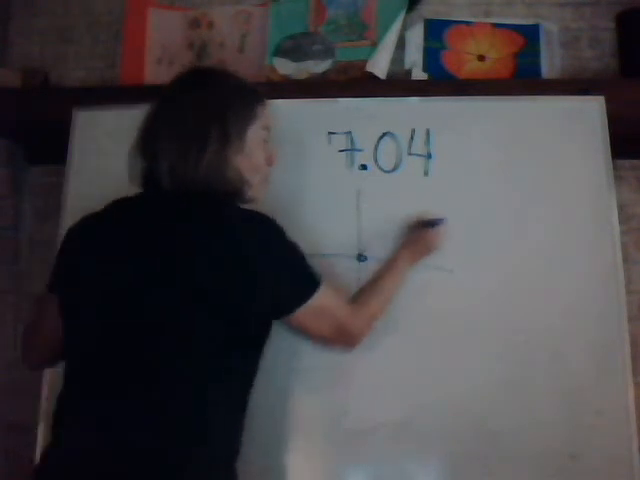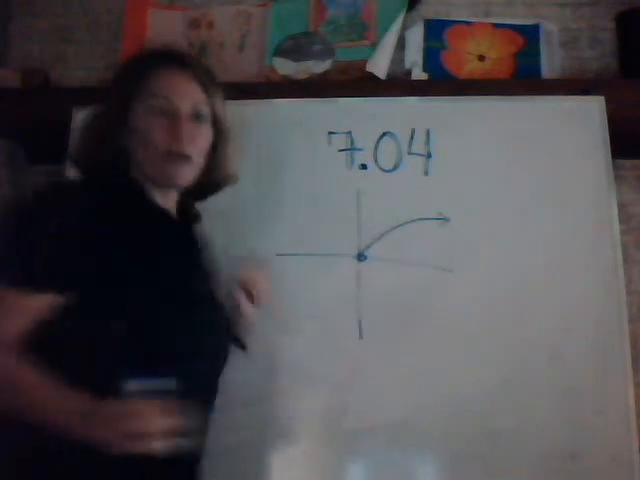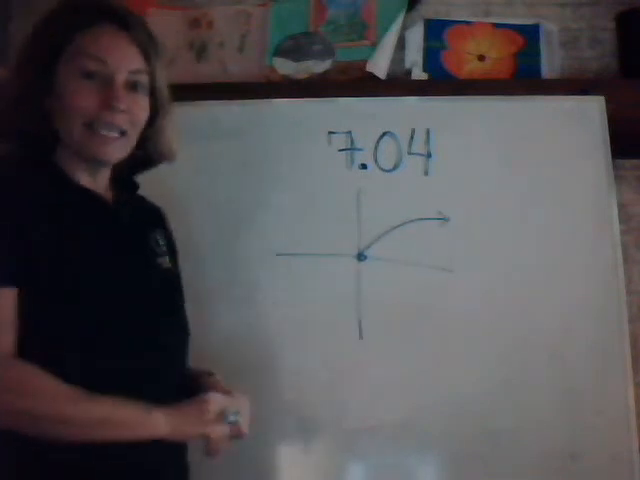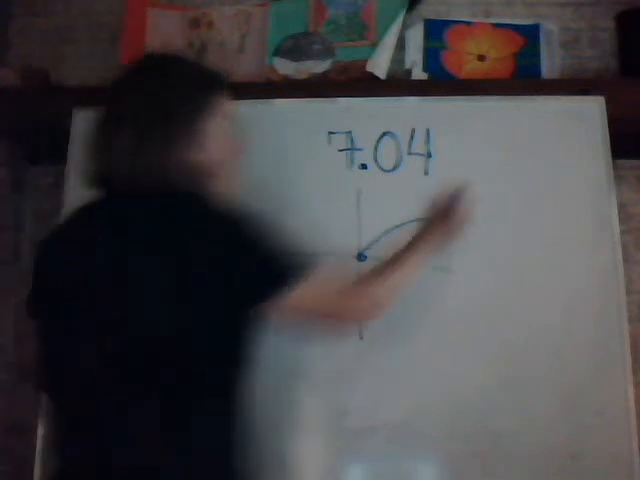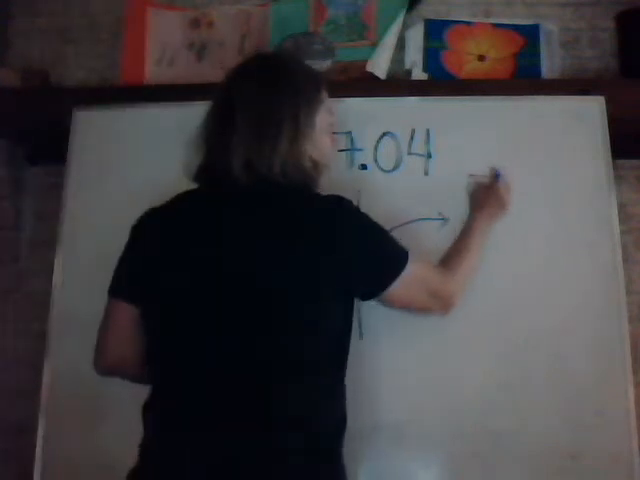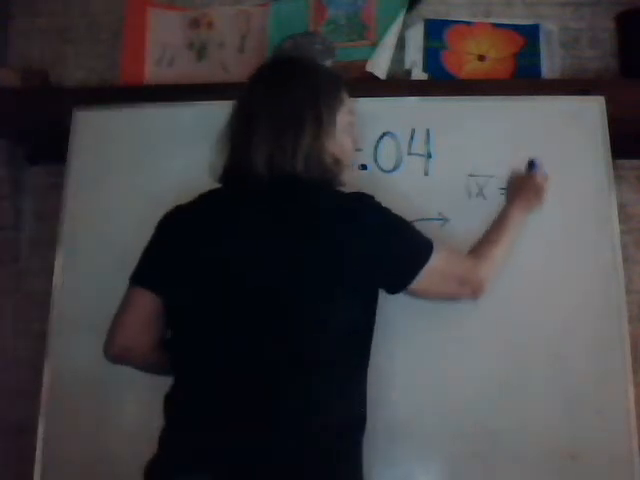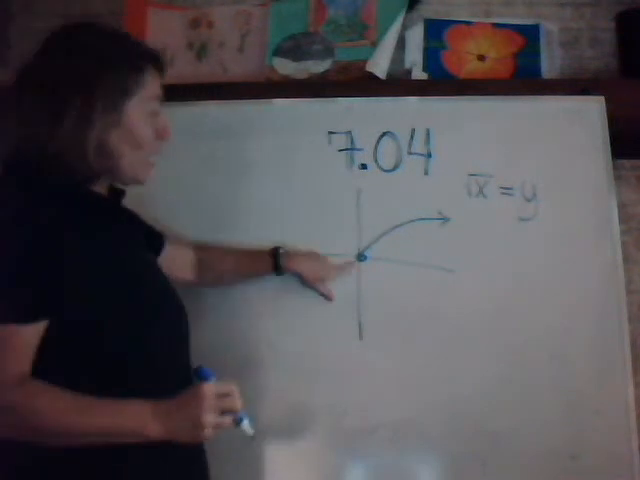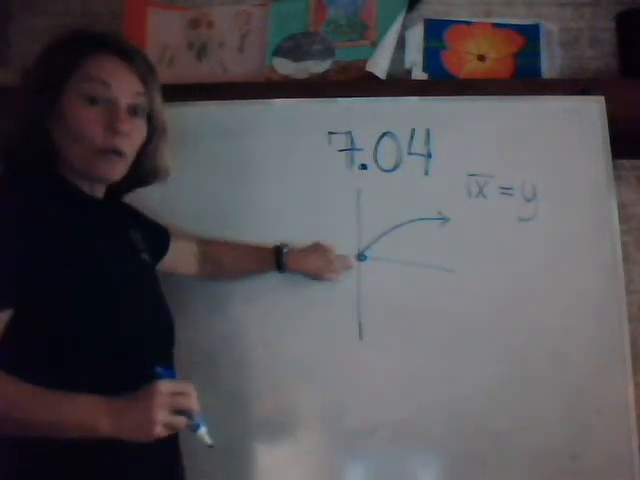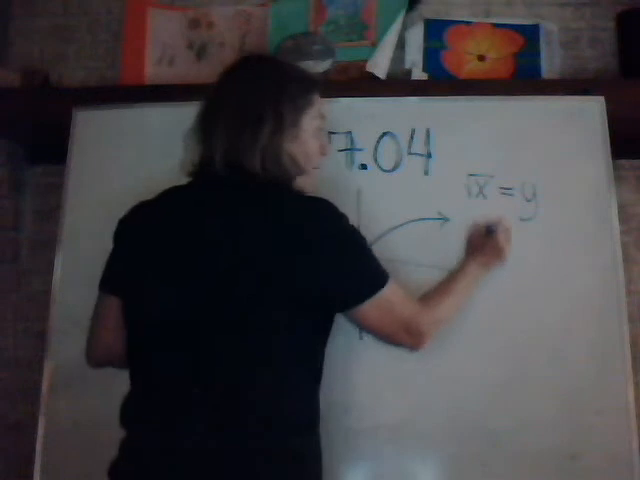The square root function, or the radical function, which we've been studying. So this is the square root function's parent graph. The square root of x equals y. That is the square root function. Now, its beginning or origin is at 0.